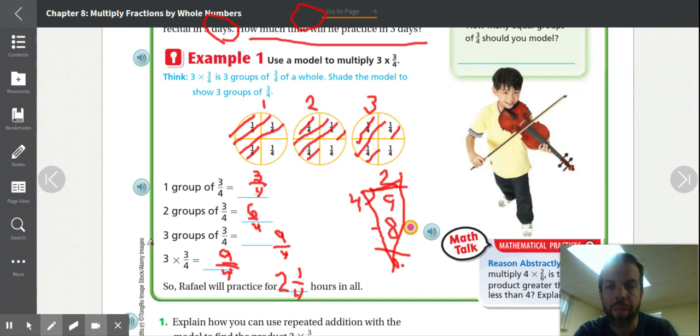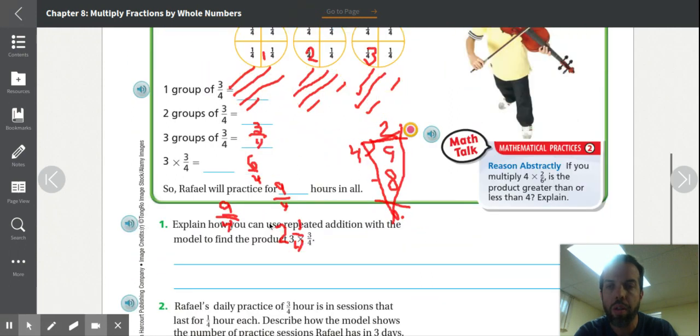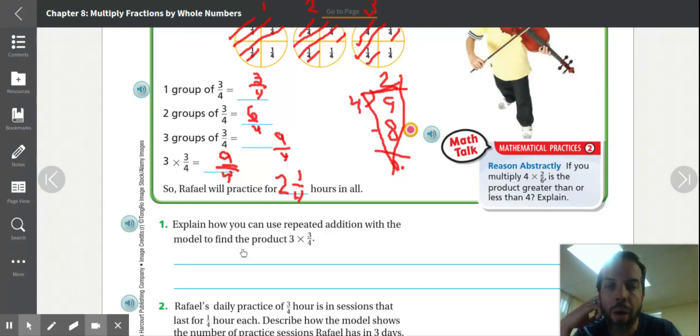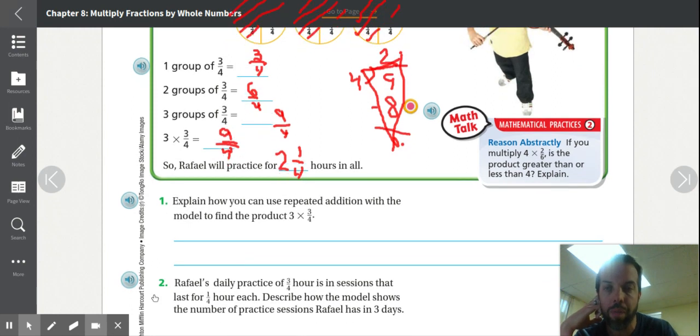Now if we go down, I'm going to click back on my arrow. It says explain how you can use repeated addition with the model to find the product 3 times 3/4. So product, don't forget that word. And I know we spent a lot of time the past 2 days talking about that word again. Product always means to multiply. So how could we use repeated addition, doing it over and over again, to also find that? Well, instead of doing 3 times 3/4, we could simply just add.